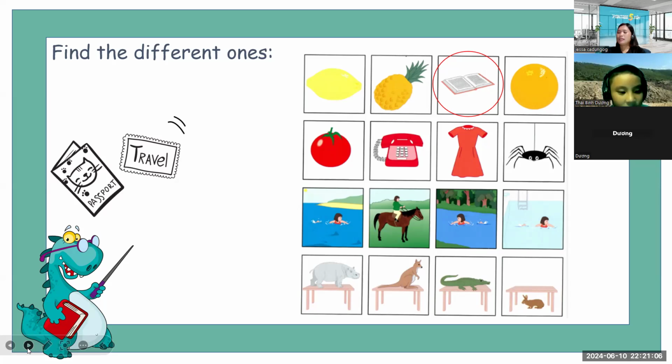Okay, next, Tony. Let's do the second set of pictures. What is the first picture in number 2? A tomato. A tomato. What else? A phone. Next. A dress. A dress and a spider. Okay, which one do you think is different? I think the spider. Okay, let's see if it's the spider. Very good, Tony.